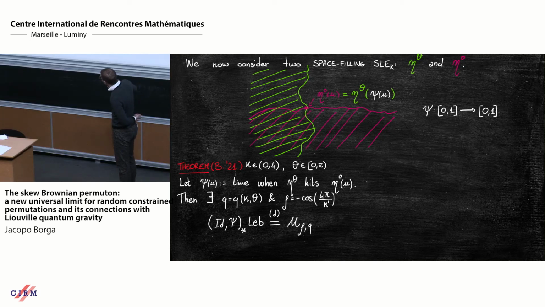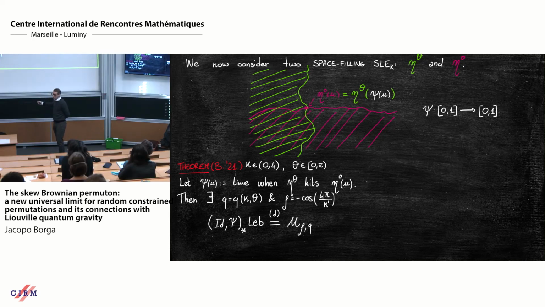If you take the natural permuton associated with this function psi, it's a skew Brownian permuton. And the parameter q is given uniquely by kappa and theta, but the function is not explicit. It exists, but we don't know the expression. And I have a conjecture about it, which is to compute some weird probability of this conditioned skew Brownian motion. And rho is minus cosine of 4 pi over kappa. So one remark is that if you move kappa and theta in the range, you obtain almost all the parameters of the skew Brownian motion.